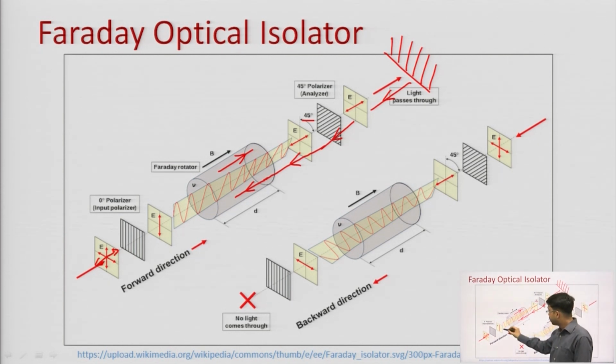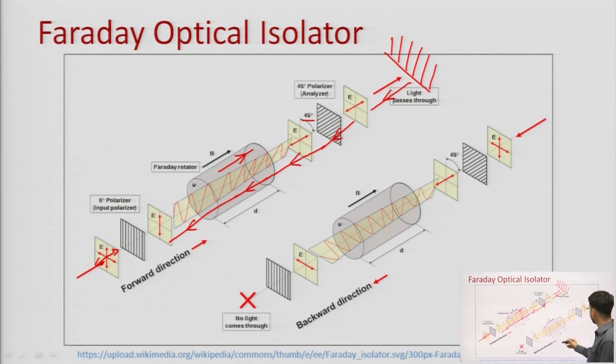So, over here you can see we kept a vertical polarizer. If horizontally polarized light falls on this polarizer, what will it do? It will block all the light and it will not allow even a minute amount of light to pass through it. So, we will not get any light coming in this direction. So, this is called an optical isolator.